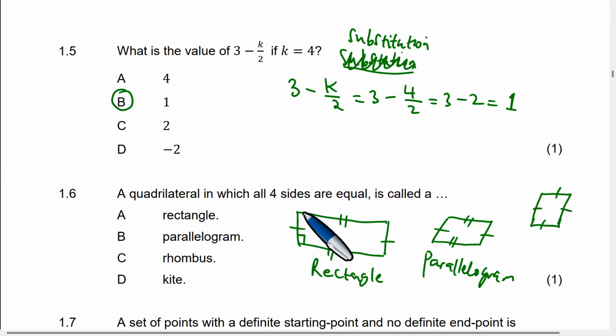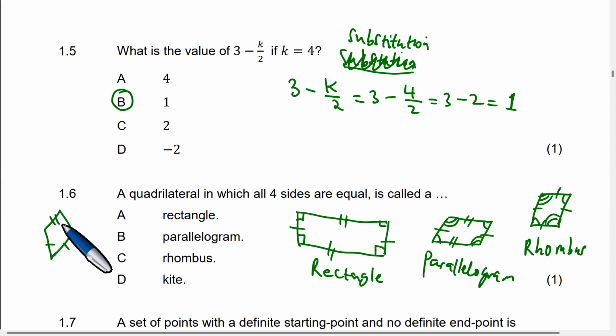But in a rectangle, all the interior angles are 90. Here the opposite angles are equal to each other. Here the opposite angles in a rhombus are equal to each other. So this is equal to this one. Then you have a kite, like this. This one is a kite. So in your view, which one has all 4 sides equal? It is a rhombus, because a rectangle is long. Opposite sides are equal, but not all 4.